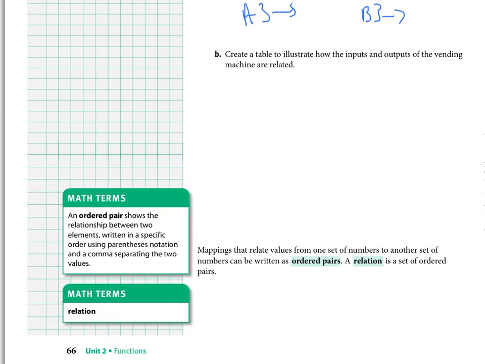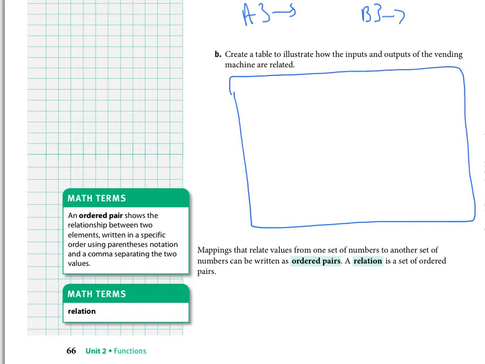So the next one says to create a table to illustrate how the inputs and outputs of a vending machine are related. So if we look at a table, we're going to make an input-output table. An input-output table looks like this. Okay, where this is your input, I'll put I for input and O for output. When I input A1, what do you get? Okay, and you write down whatever you get.